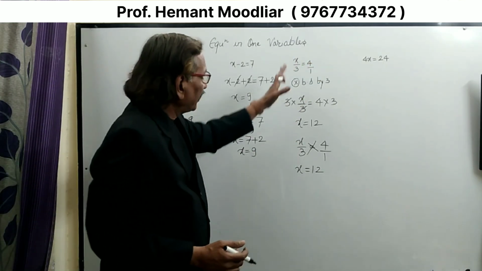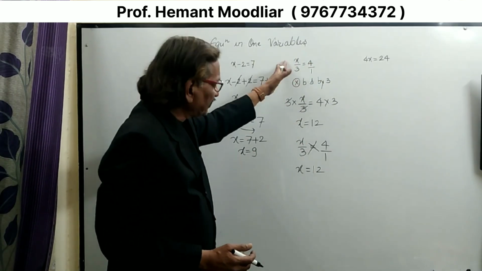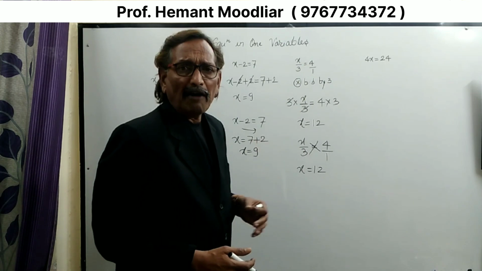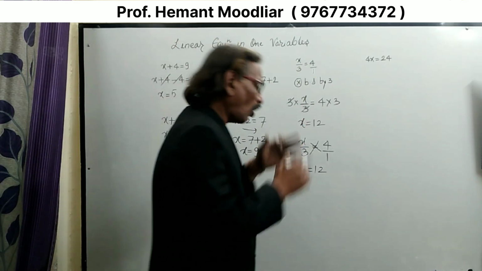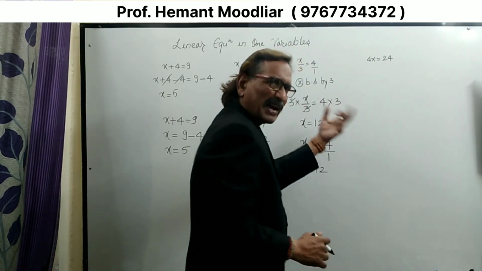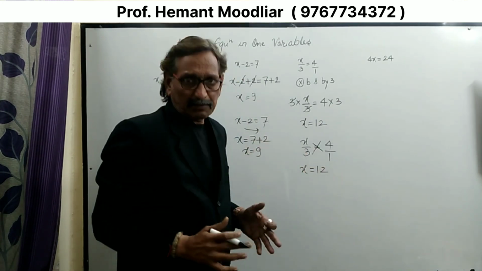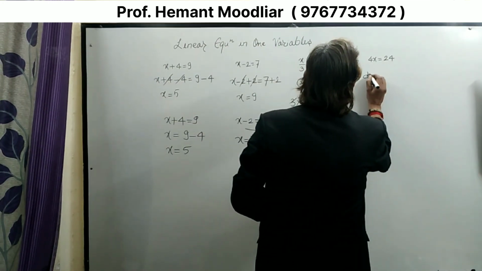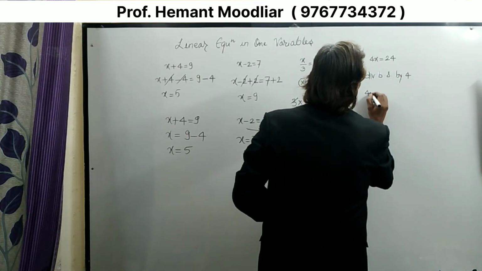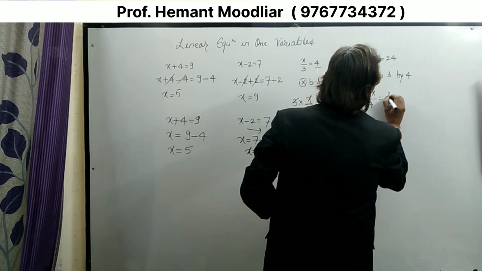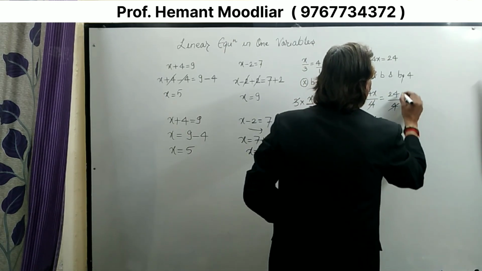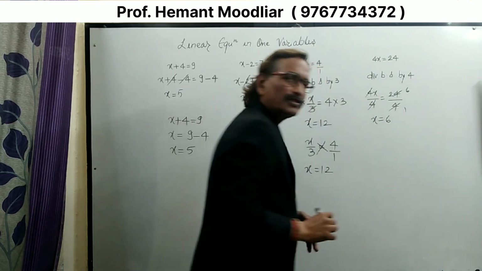Next example. Here it was division. Division gets converted into multiplication. I said cross multiplication, right? Now here you have 4x is equal to 24. Always multiplication gets converted into division. But now, prior to that, how people explain it? Divide both sides by 4. It becomes 4x upon 4 is equal to 24 upon 4. 4 cancels. X is equal to 4 1s are 4, 4 6s are 24, x is equal to 6.